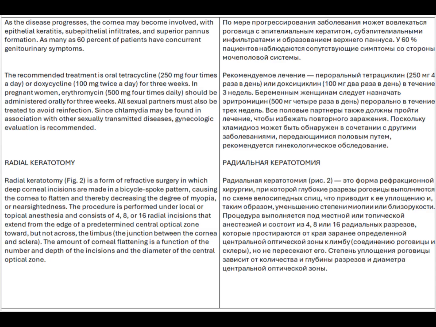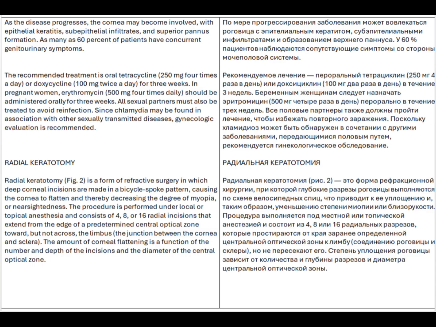Radial keratotomy. Radial keratotomy, FIG. 2, is a form of refractive surgery in which deep corneal incisions are made in a bicycle spoke pattern, causing the cornea to flatten and thereby decreasing the degree of myopia, or nearsightedness. The procedure is performed under local or topical anesthesia and consists of 4, 8, or 16 radial incisions that extend from the edge of a predetermined central optical zone toward, but not across, the limbus, the junction between the cornea and sclera.